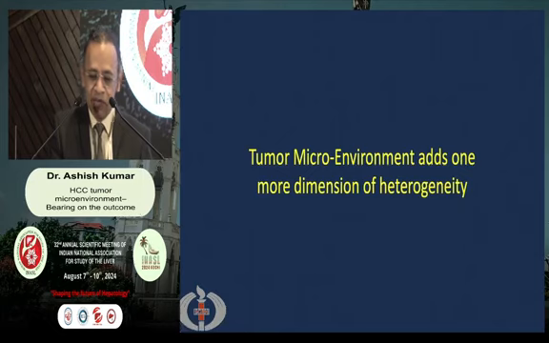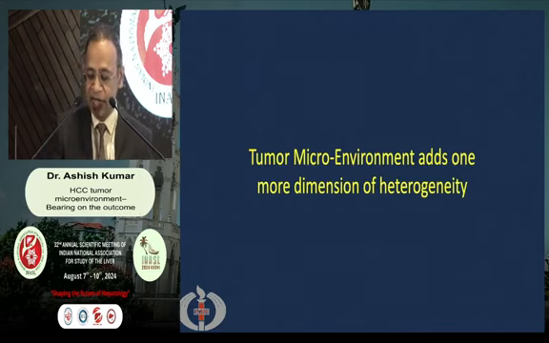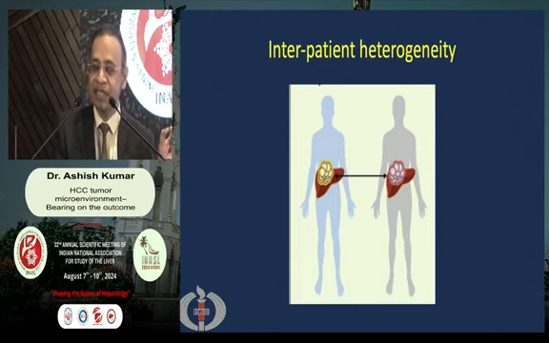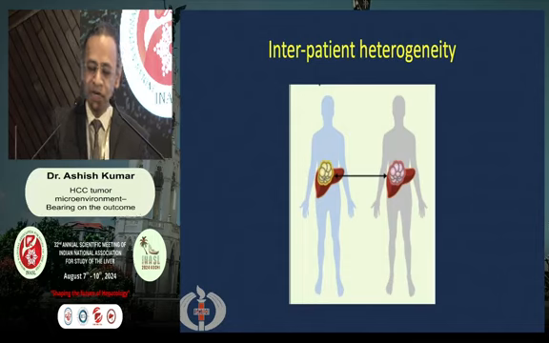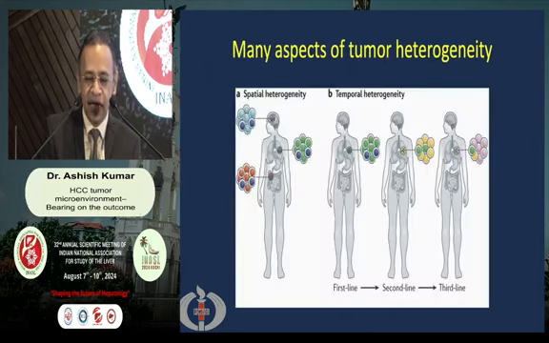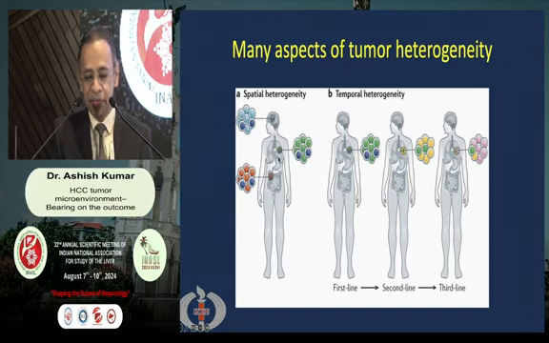So what does the tumor microenvironment do? It adds one more dimension of heterogeneity. What is heterogeneity? There is interpatient heterogeneity. For example, a similar tumor in two different people would be different, although the size is the same and the location is the same. This is called interpatient heterogeneity. Then even in a single patient, there are different kinds of heterogeneity. For example, one is spatial heterogeneity. A tumor which starts in the colon will be different when it goes to the lung as metastasis.